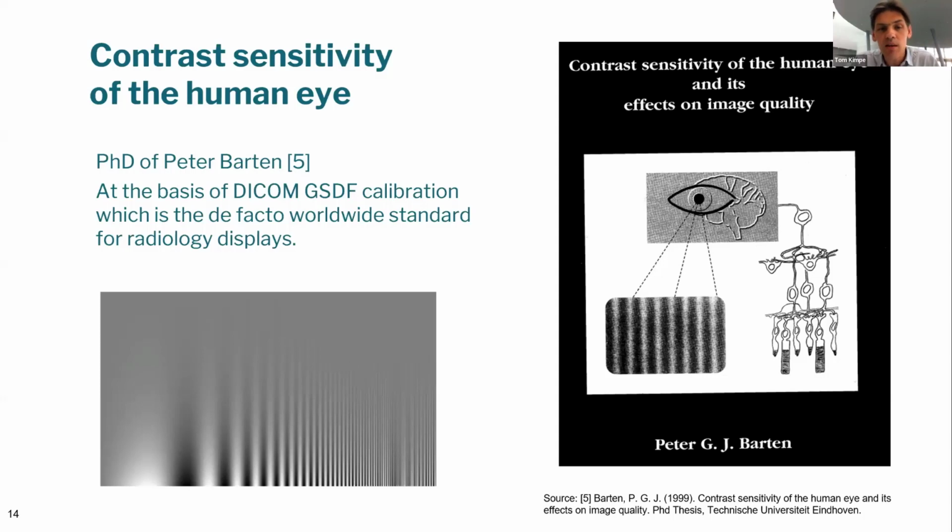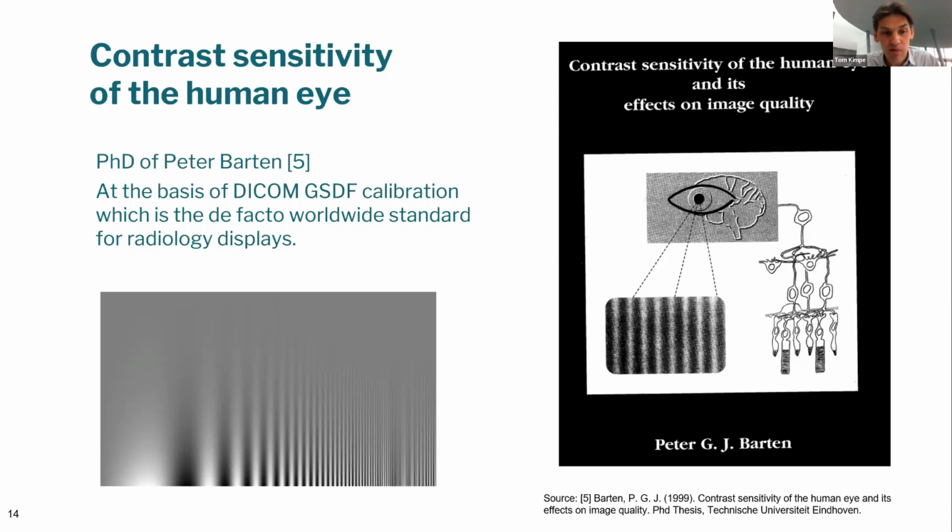I won't go into the details, but a pattern that he used a lot were the sine wave patterns that you can see on the right bottom side. And he presented those sine wave patterns or Gabor patterns to a lot of observers, those patterns having different luminance levels, contrast levels, spatial frequencies, and so on.